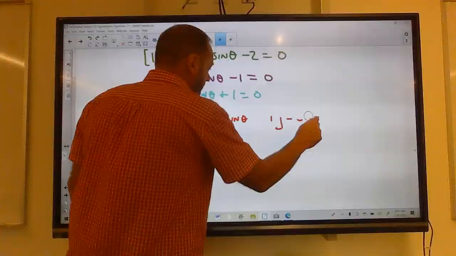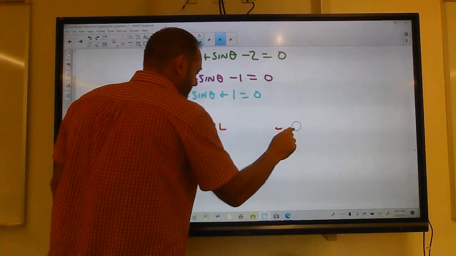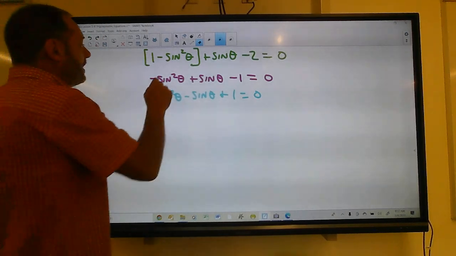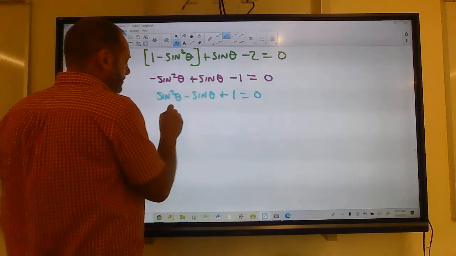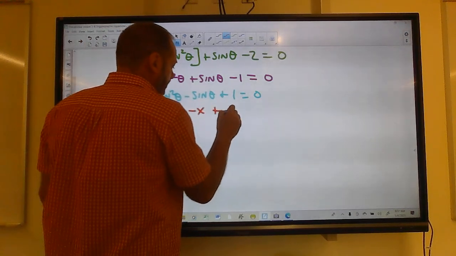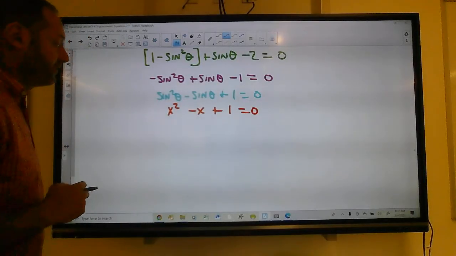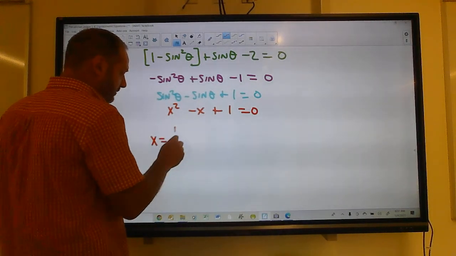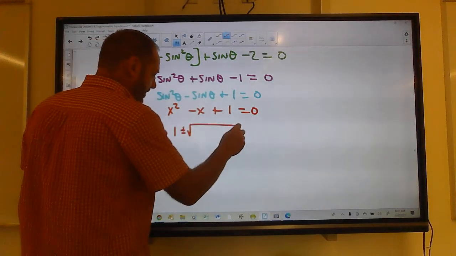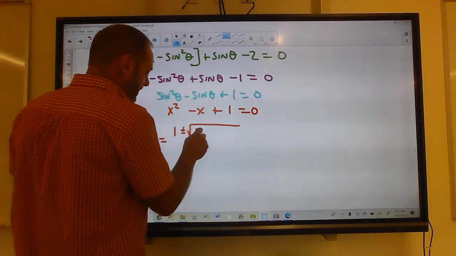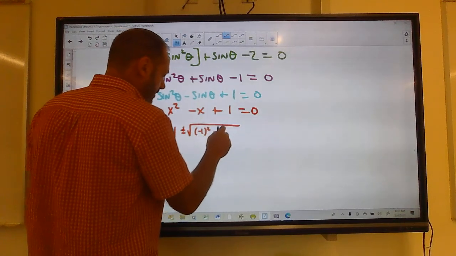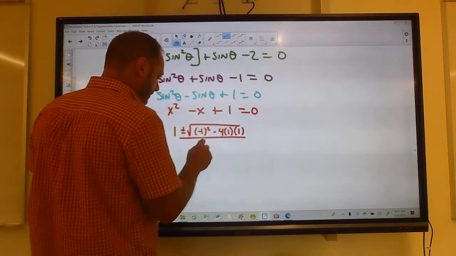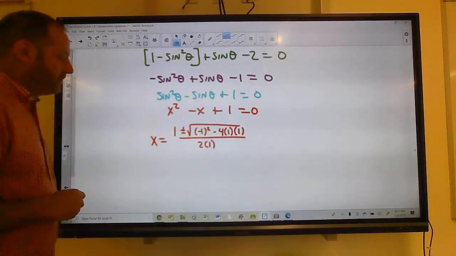So how do I solve this? Well, I could do the quadratic formula. Now, if it's me, and I'm going to do the quadratic formula, I'm changing this to x squared minus x plus 1 equals 0. And I'm going to do the quadratic formula on this. Okay, so x equals negative b would be positive 1 plus or minus the square root of b squared, so that's negative 1 squared, minus 4 times a, which is 1, times c, which is 1, all over 2a, like that.